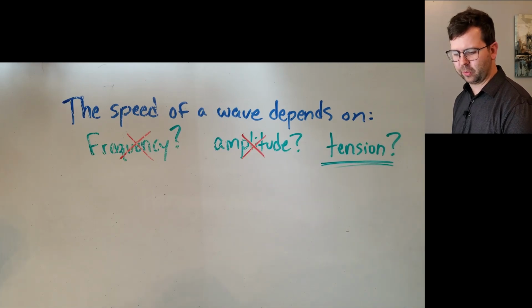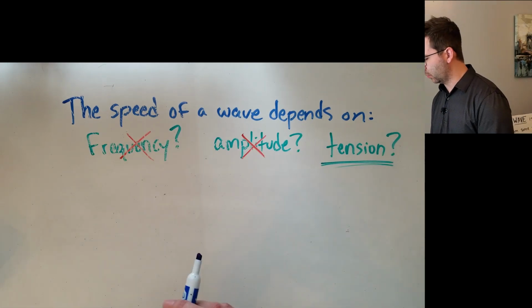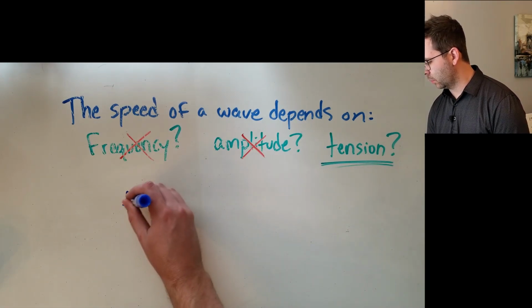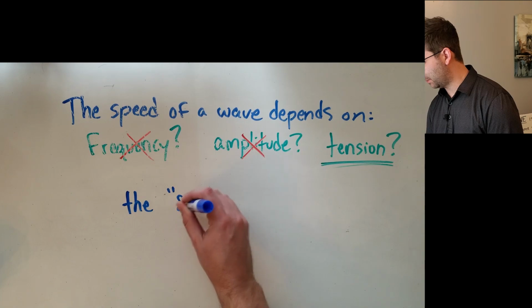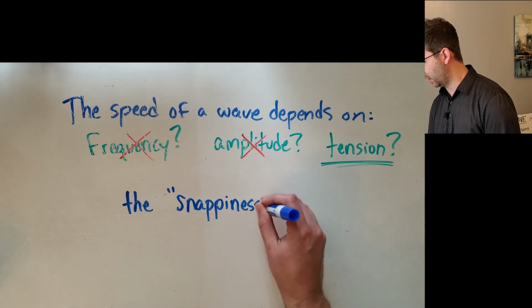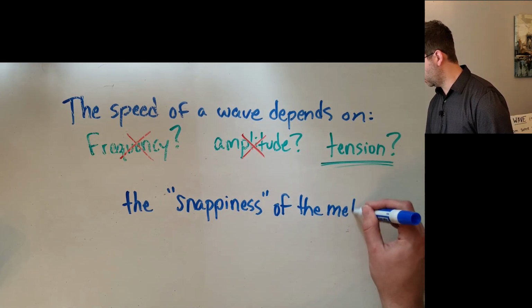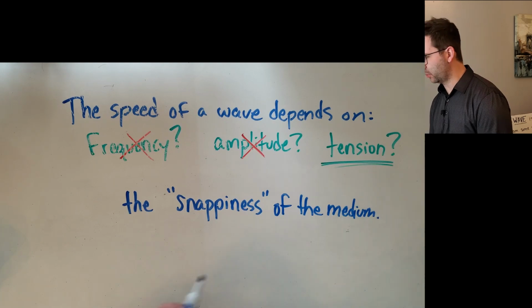And more specifically, for not just a slinky wave, but for any kind of wave, the speed of a wave depends on what I call the snappiness of the medium. I'm not sure if this is an actual word, but let's go with it for now, because snappiness is a good way to describe it.